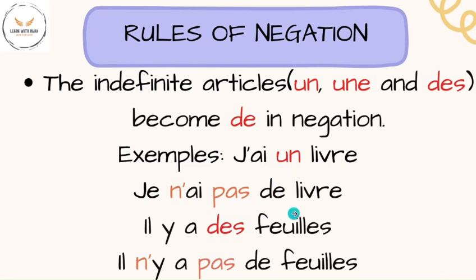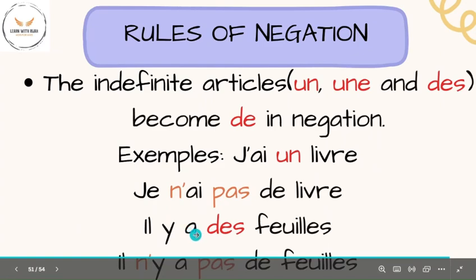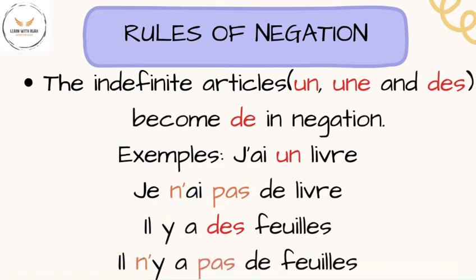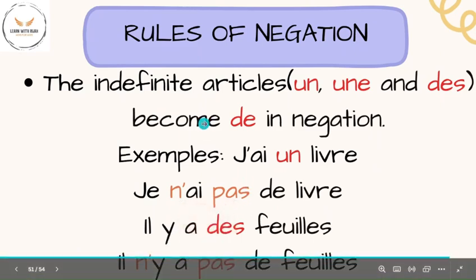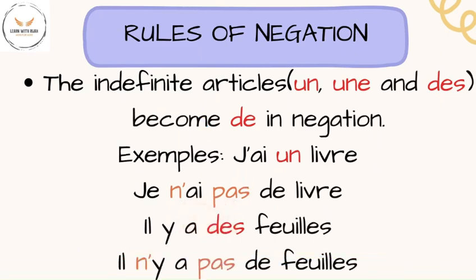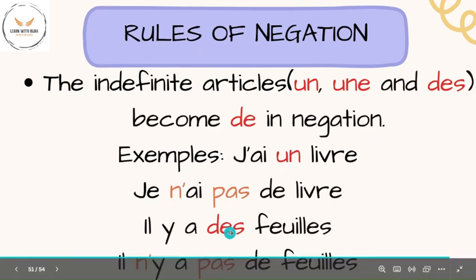Similarly, il y a des feuilles. Il y a is a phrase that means there is or there are. The negative of this phrase becomes il n'y a pas, that is, there are no, and so on, followed by the rest of the sentence. For this sentence, it becomes il n'y a pas de feuilles. We must notice that des becomes de. That is, there are no leaves.